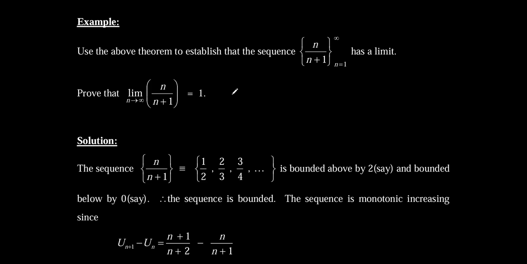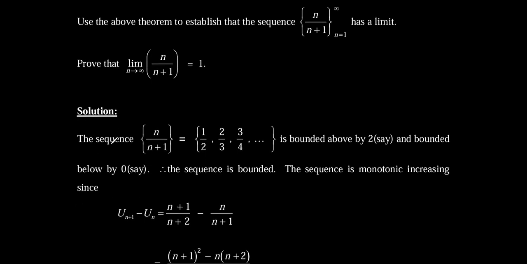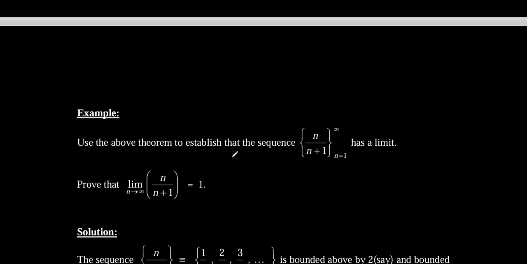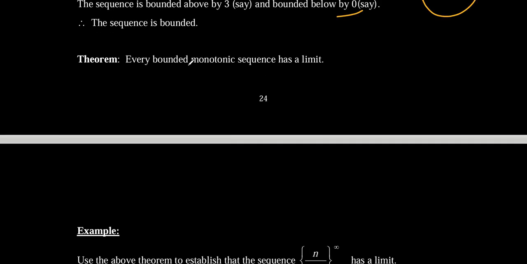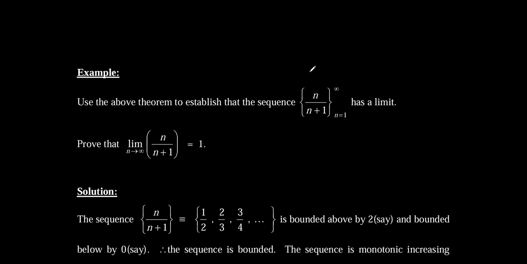So an example is this, where you use the above theorem to establish that the sequence n over n plus 1 has a limit. Prove that the limit as the sequence approaches infinity is 1. Now, the same old trick. First, you have to do two things. You have to show that it's a monotonic sequence. You have to show that it is bounded. If those two hold, then it means it has a limit. So that's what you are supposed to do.